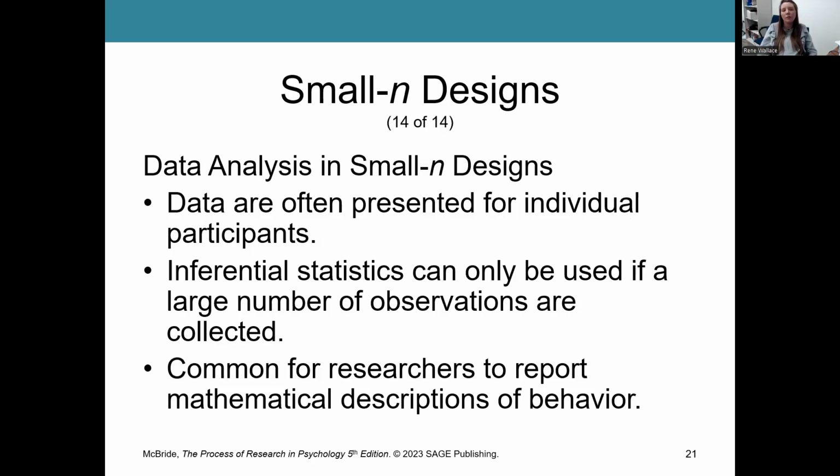If you want to analyze your data for small N, you still need to present the data for individual participants. Inferential stats can only be used if you have a large number of observations collected. And it's common for researchers to report mathematical descriptions of the behavior. We want t-tests, we want p-values or F-stats, we want a Pearson's r. We want to have something that's mathematically saying, here's this difference that we saw and it was significant or not significant.